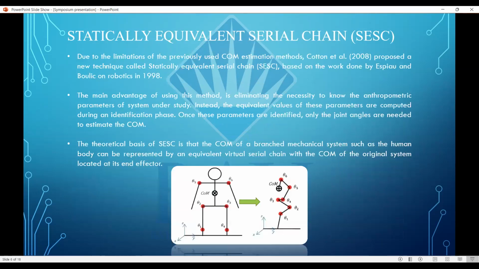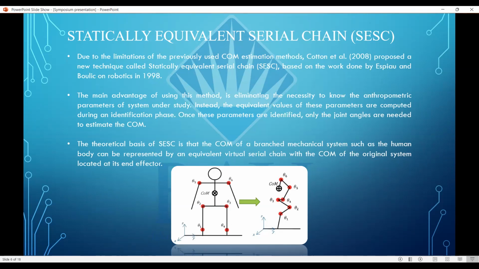Now moving to the main aim of our study, which is to focus on the statically equivalent serial chain, a really interesting technique to estimate the center of mass. This technique arose due to the limitations of the previous estimation methods. Cotton and his colleagues in 2008 proposed this new technique called the statically equivalent serial chain, based on work done in robotics in 1998 by Gautier and Venture. The main advantage of using this method is eliminating the necessity to know the anthropometric parameters of the system under study. Instead, the equivalent values of the parameters are computed during an identification phase.